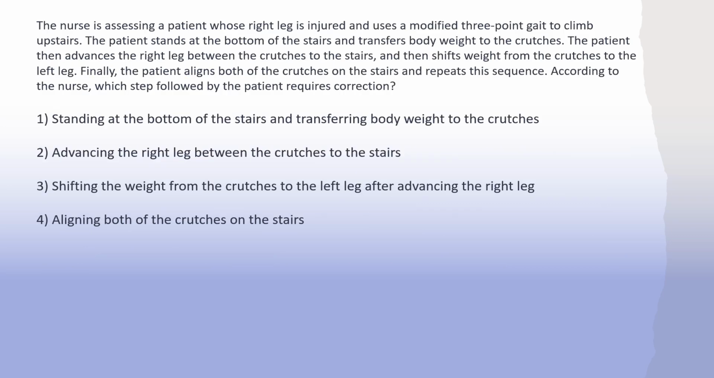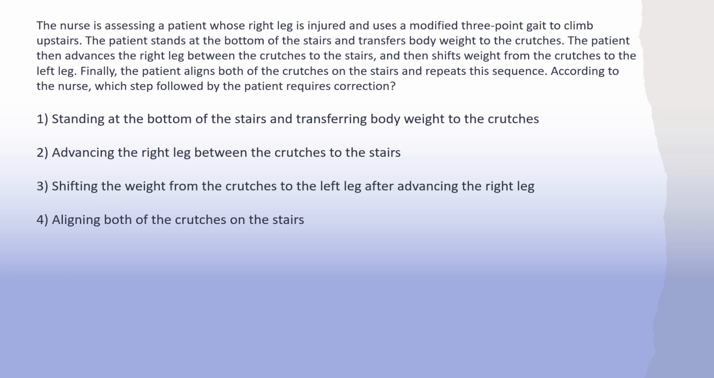The nurse is assessing a patient whose right leg is injured and uses a modified three-point gait to climb up stairs. The patient stands at the bottom of the stairs and transfers body weight to the crutches. The patient then advances the right leg between the crutches to the stairs, and then shifts weight from the crutches to the left leg. Finally, the patient aligns both of the crutches on the stairs and repeats this sequence.